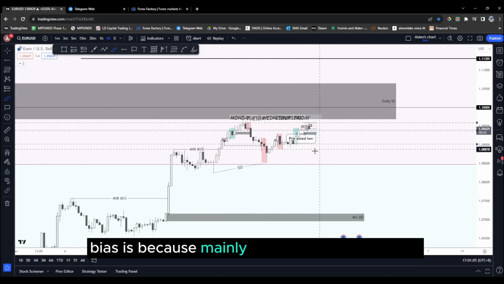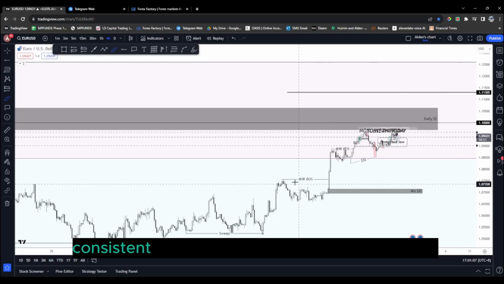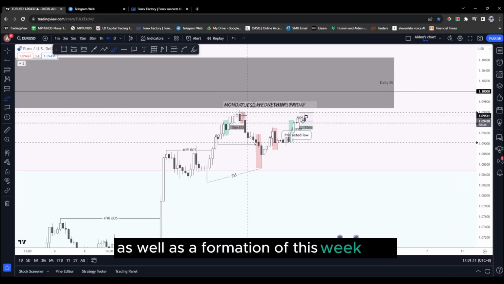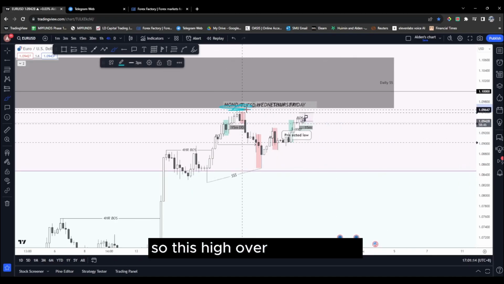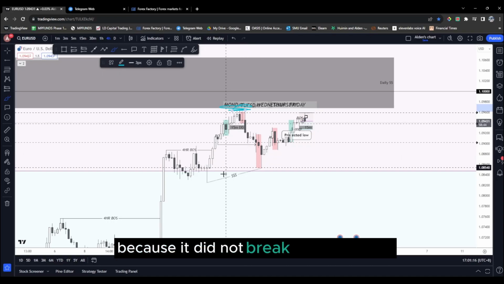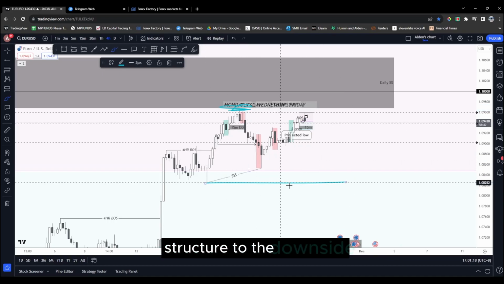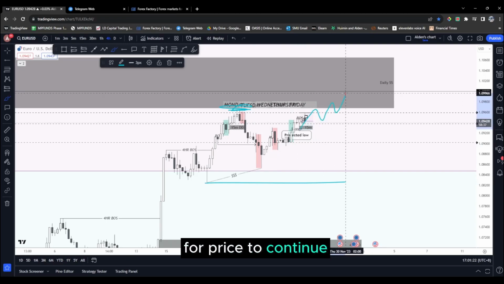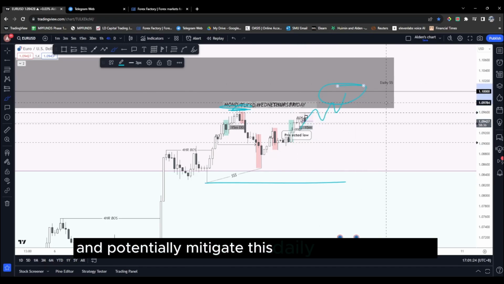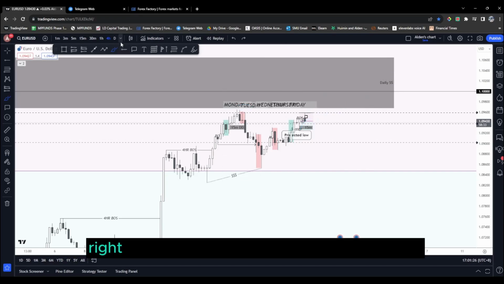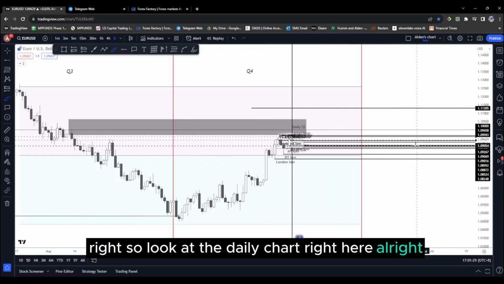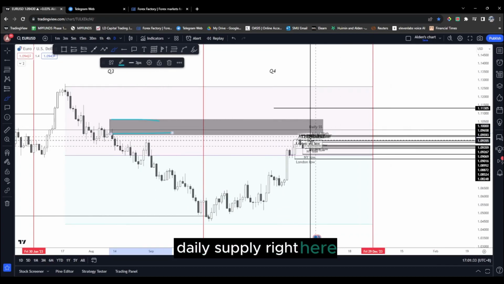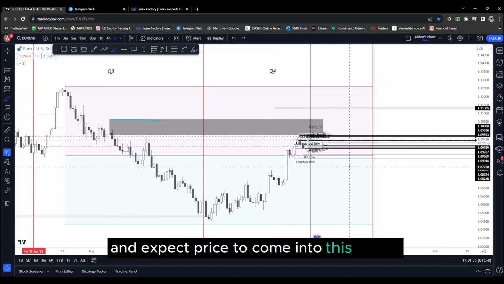This is because we have seen consistent 4-hour breaks of structure to the upside, as well as the formation of this weak high. This high over here is weak because it did not break any significant structure to the downside. So I expect this high to be taken out for price to continue and potentially mitigate this daily supply right here. If you look at the daily chart, we can see there's this imbalance, daily supply, and I expect price to come into this region.